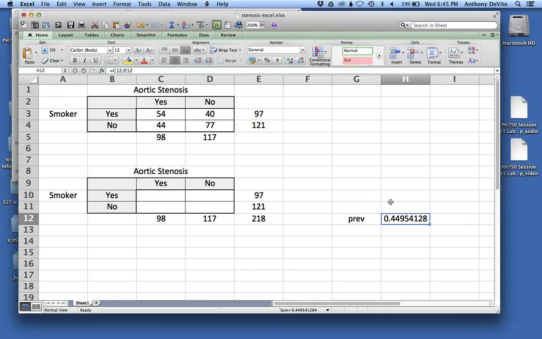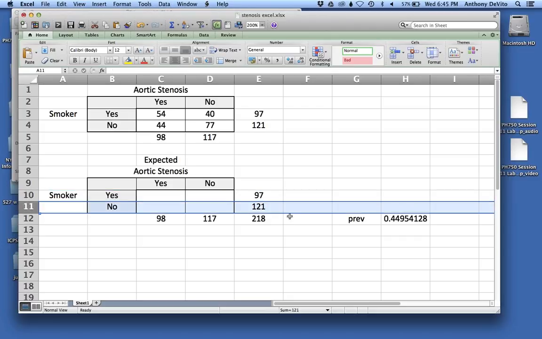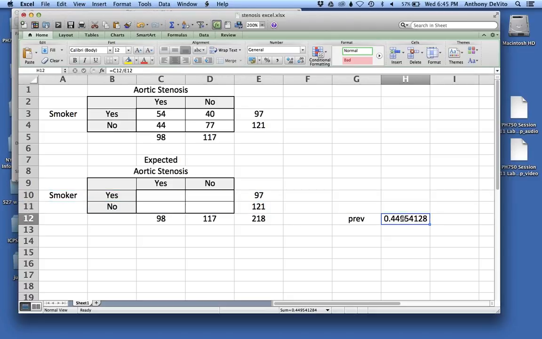Okay, so now I say to myself, when I say there's no association, this is my expected values if there's no association. If I say there's no association, then it doesn't matter if you're a smoker or a non-smoker. You should have it at the same rate, 44, 45%, right? So I'm going to fill in each one of these boxes with that assumption.